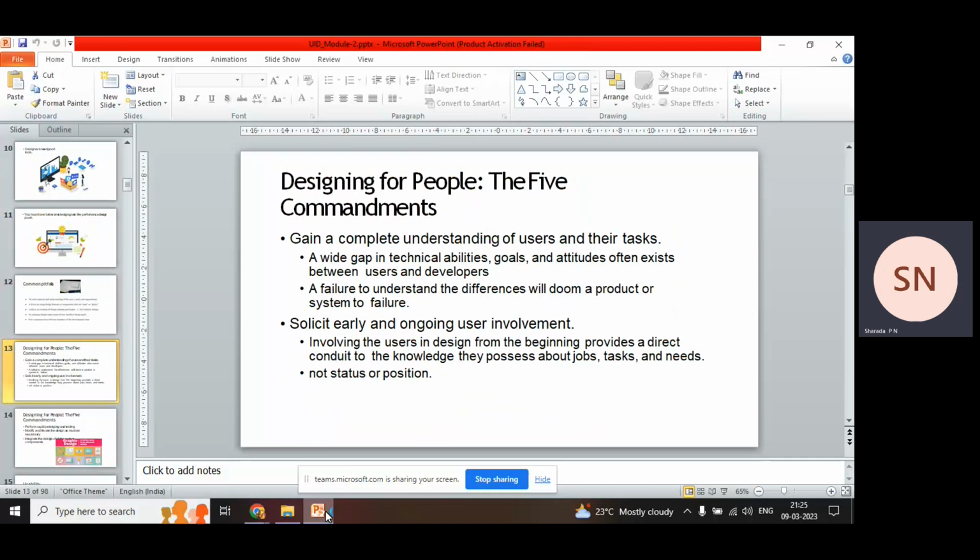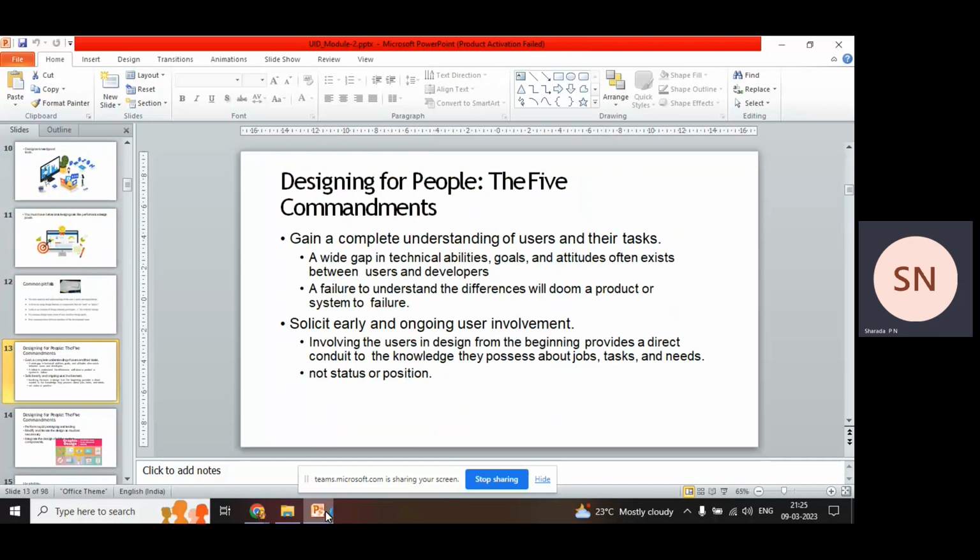Today, people expect a level of design sophistication from all interfaces, including websites. The product, system, or website must be geared to people's needs, not those of the developers. The second commandment is solicit early and ongoing user involvement.